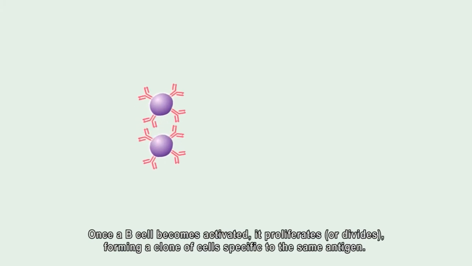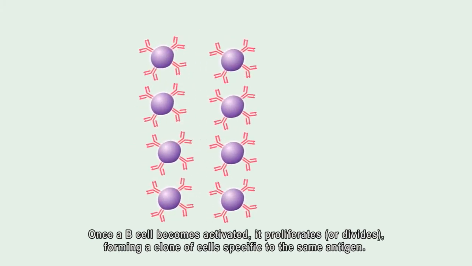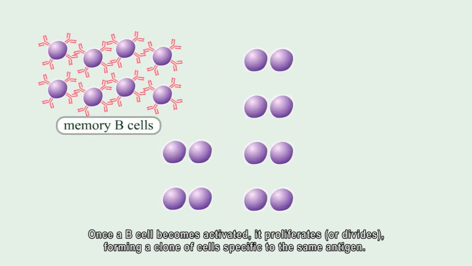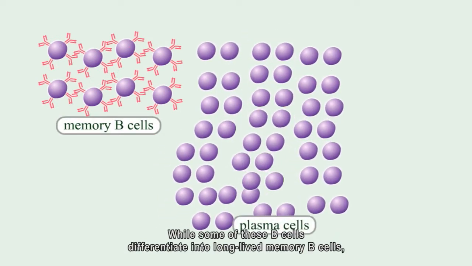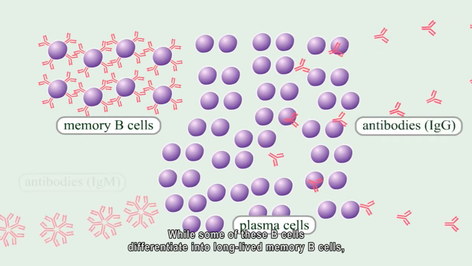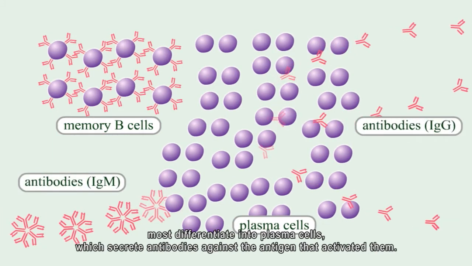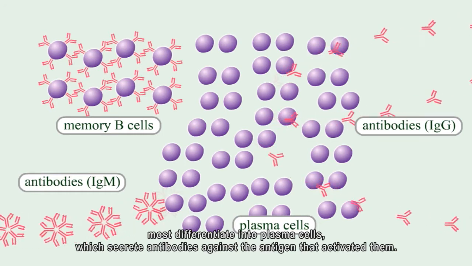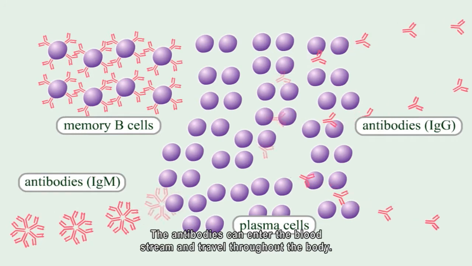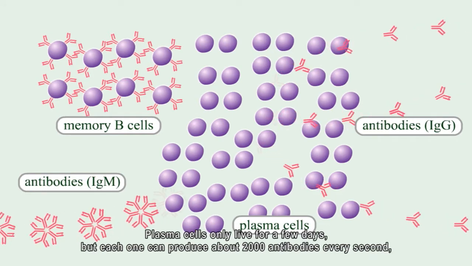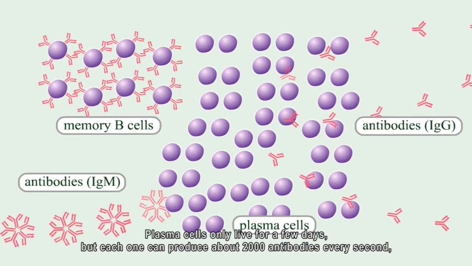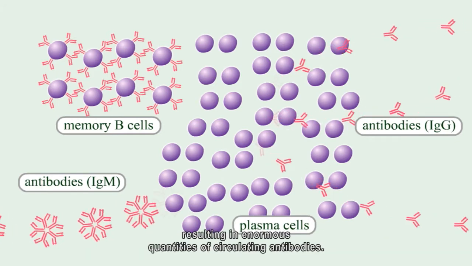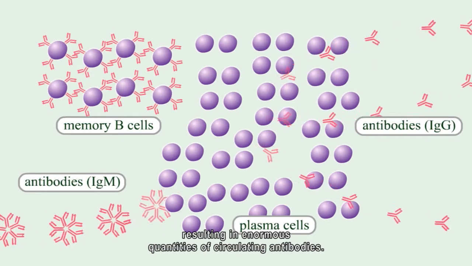Once a B-cell becomes activated, it proliferates or divides, forming a clone of cells specific to the same antigen. While some of these B-cells differentiate into long-lived memory B-cells, most differentiate into plasma cells, which secrete antibodies against the antigen that activated them. The antibodies can enter the bloodstream and travel throughout the body. Plasma cells only live for a few days, but each one can produce about 2,000 antibodies every second, resulting in enormous quantities of circulating antibodies.